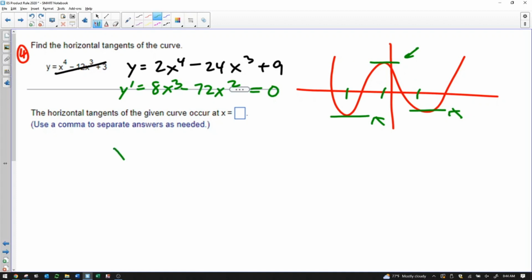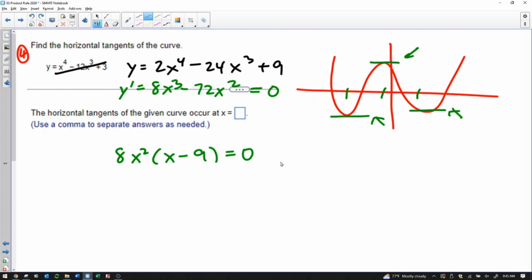So this is going to be x squared. I can take out 8x squared. So 8x squared times x minus 9 is equal to 0. And so what I get is I'm factoring this, so I have something times something equals 0. And I just want you guys to use your smarts. If I tell you something times something equals 0, what do you know about one of those somethings? One of them has to be 0.